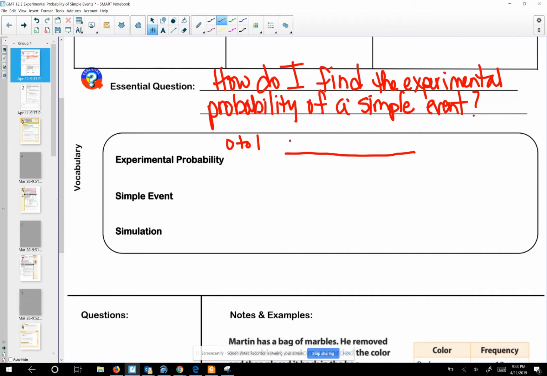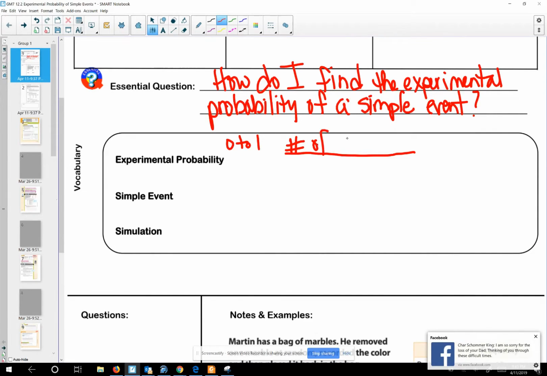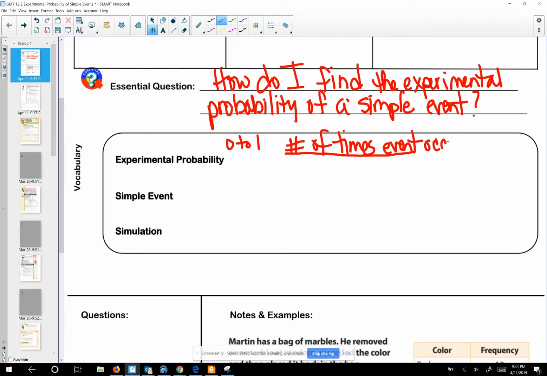Here we go. Numerator, I'm going to use the hashtag symbol to stand for number. The number of times an event occurred. I guess I got to make my fraction bar a little longer because I write so fast. And the denominator is simply the total number of trials. And I'm going to use that hashtag abbreviation for number because in my generation, that's what it was. Just a shortcut way to write number.